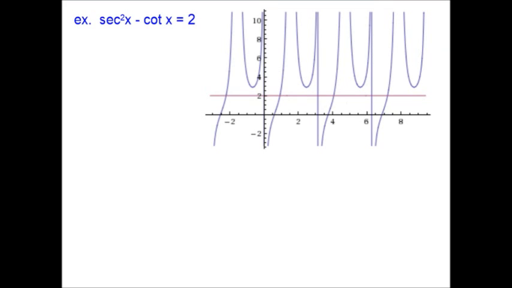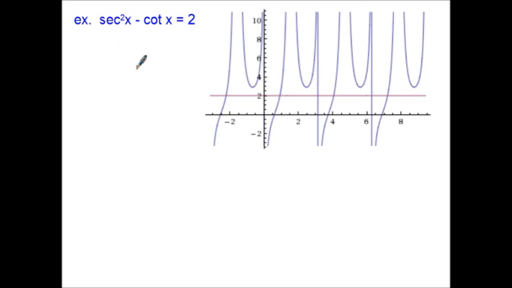Let's take a look at this other one here. It's got a couple little things to look out for, depending on how you handle it versus how your calculator handles it. First, you've got secant squared x minus cotangent x equals 2. You can handle this one of two ways, typing in one equation or two equations in your calculator. You can pull the 2 to the left if you just want to type in 1: secant squared x minus cotangent x minus 2 equals 0, and then you graph y equals that thing and look for x-intercepts again.